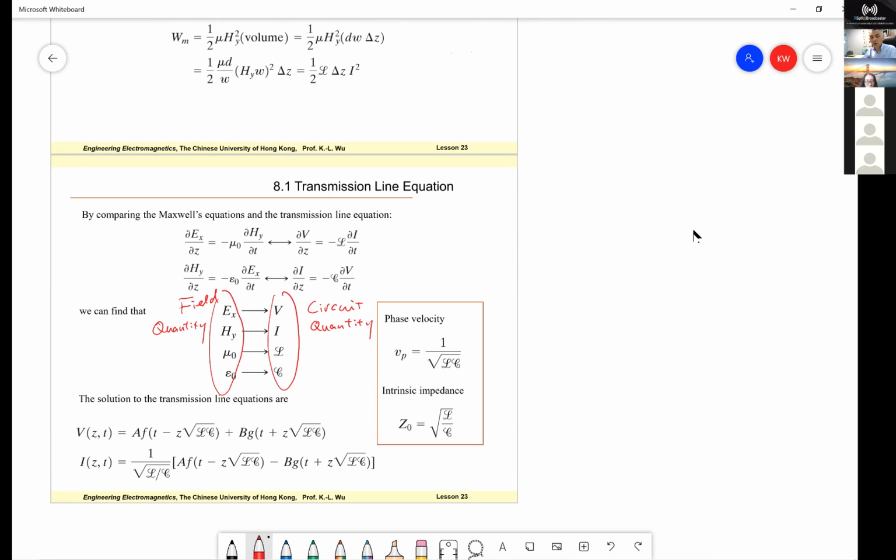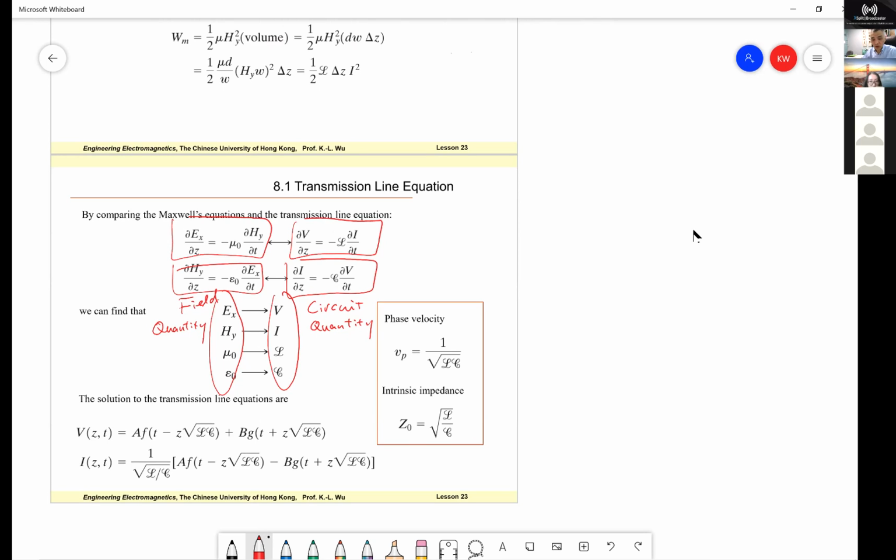Okay, so electric field corresponds to voltage, magnetic field corresponds to current, permeability corresponds to inductance, and permittivity corresponds to capacitance. Right. And also, you see, we have a set of Maxwell equations, and that corresponds to the circuit theory equations, the transmission line equations.